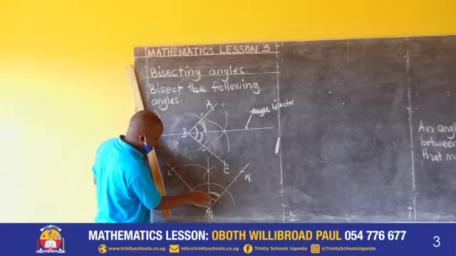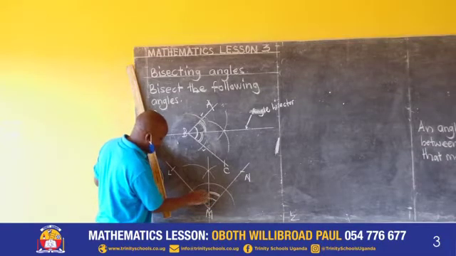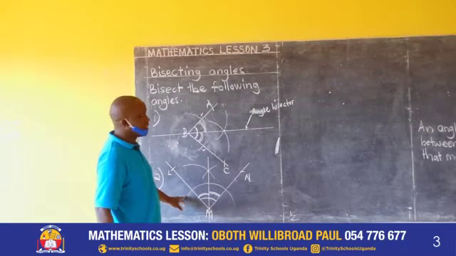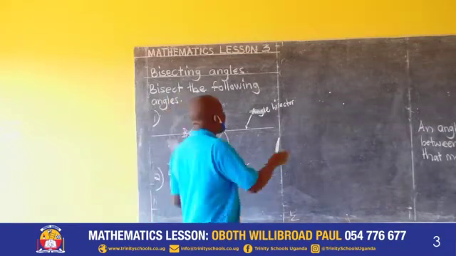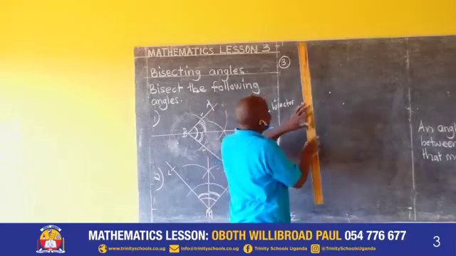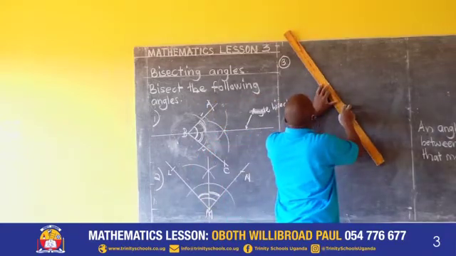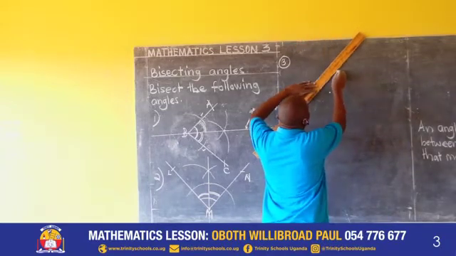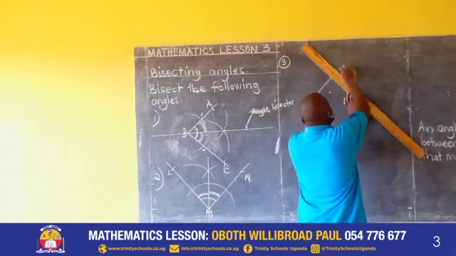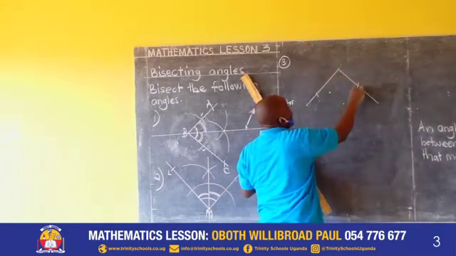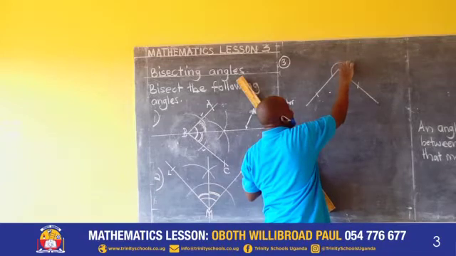So this angle is equal to that one. We have bisected. So now, in number 3, somebody will ask you to bisect a reflex angle. Let me draw it downwards. They are asking us to bisect this other angle.